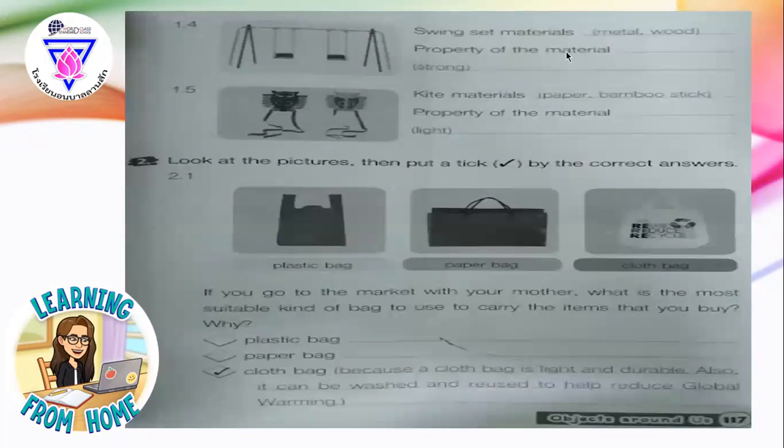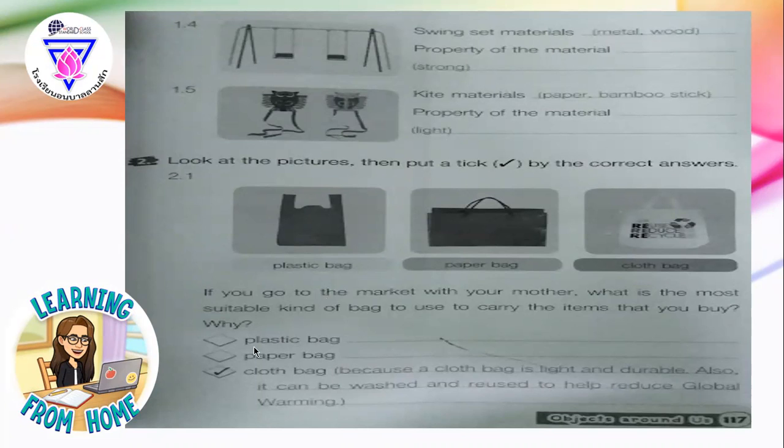So there are two materials. Then you have the property of the material, which is strong. Follow the answer. Then you have 1.5, the kite. The materials of the kite are paper, bamboo, and stick. And then the property of the material is light.